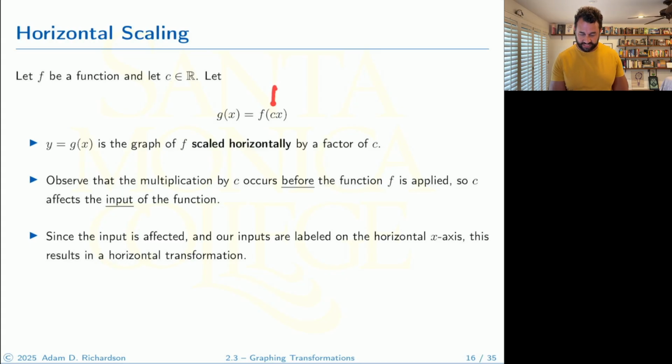So now what we're going to do is we're going to take C and we're going to multiply X by C, right? And when you do that, you're going to get a horizontal scaling. Again, the reason that we're getting a horizontal scaling is because we're multiplying before the function is applied. We're applying a transformation to the input of the function before we graph it. That's what's happening. So since the input is affected and inputs are labeled on the horizontal axis, we're getting a horizontal transformation. All right. So anytime you start messing with the inputs, it's going to be horizontal change.